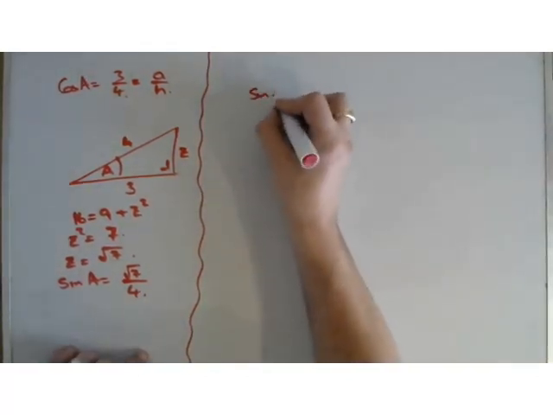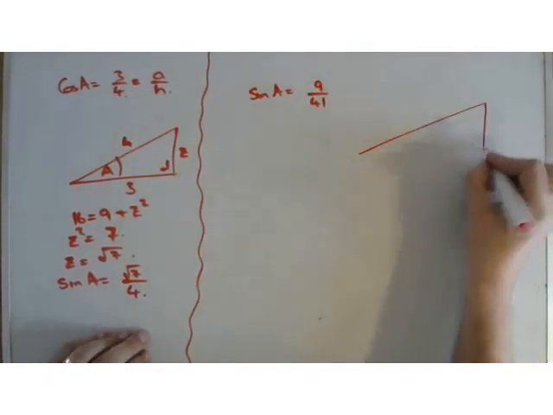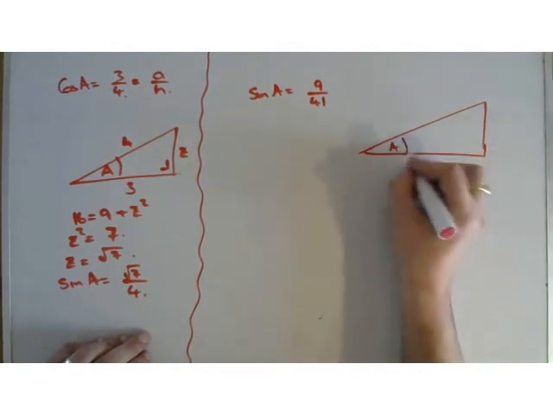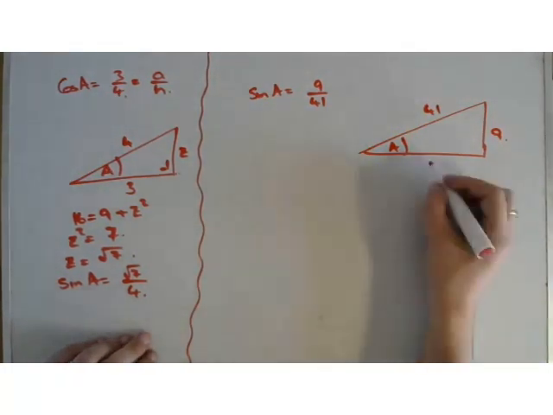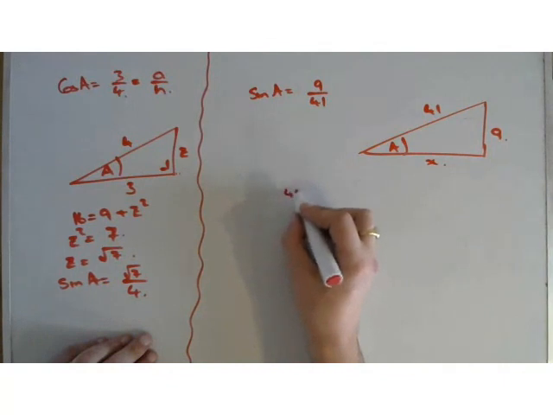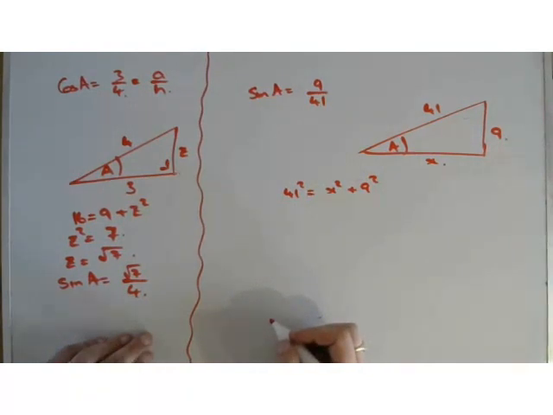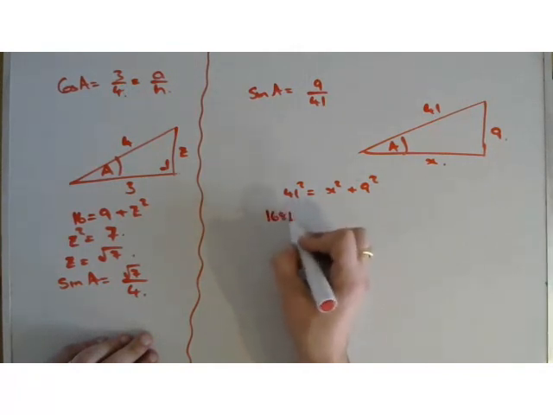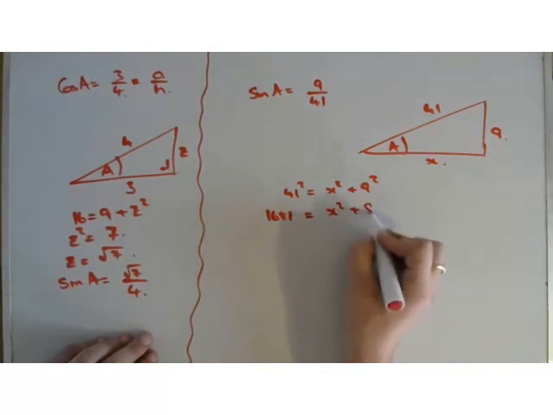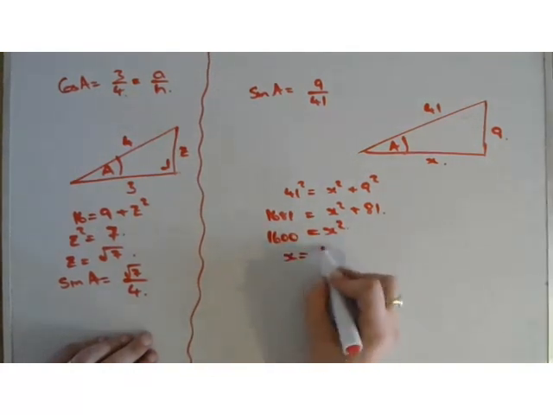So it says the sine of A is 9 over 41. So we'll draw that out. Sine of A is the opposite over the hypotenuse. So this now is x. So 41 squared is x squared plus 9 squared. So this is 1681 is x squared plus 81. That means that 1600 is equal to x squared, so x is 40.